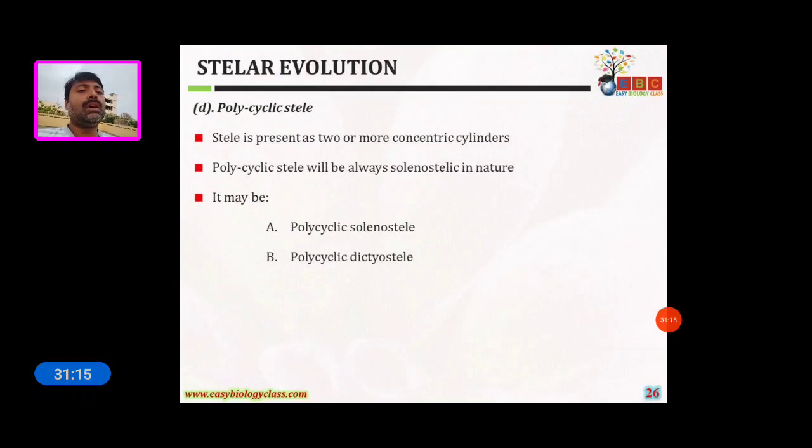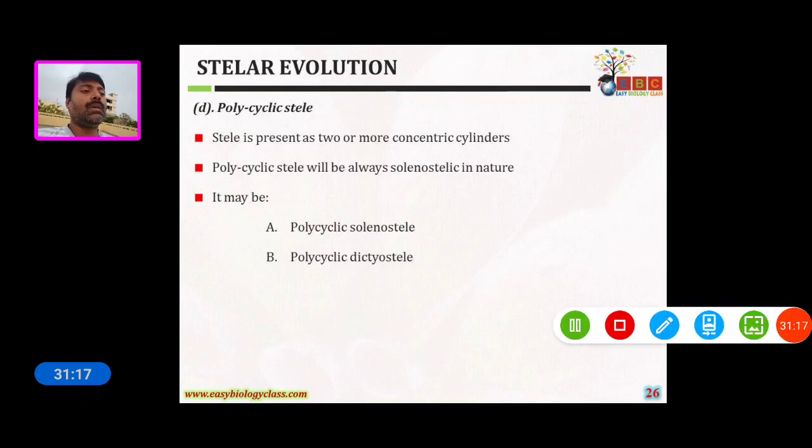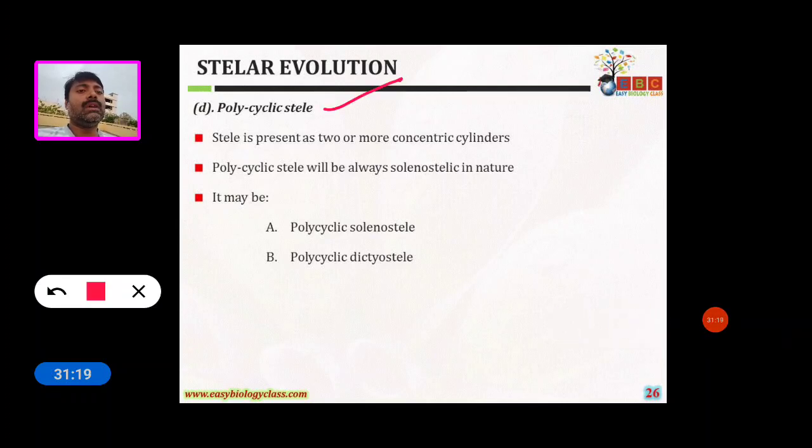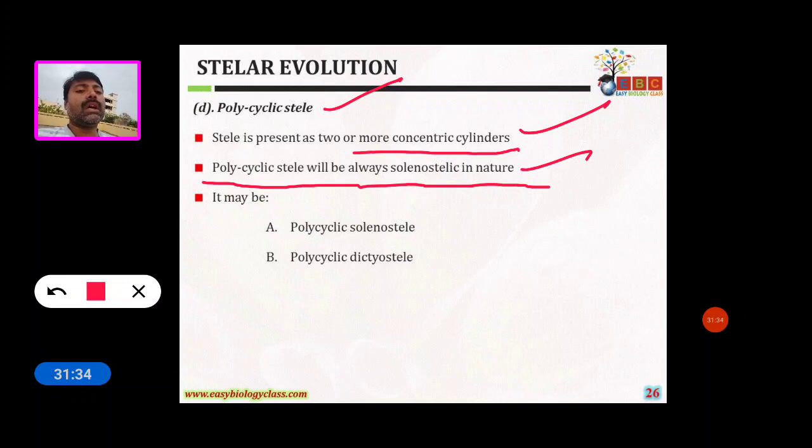So next, polycyclic stele. Polycyclic stele: the stele is present as two or more concentric cylinders. Poly means many. Cyclic stele will always be solenostelic in nature. So it is again classified into polycyclic solenostele and polycyclic dictyostele.